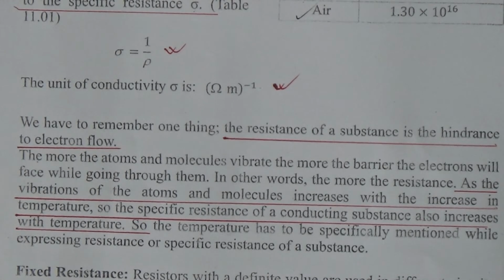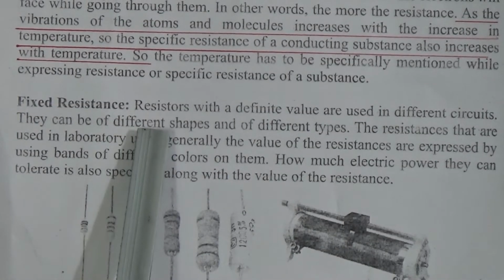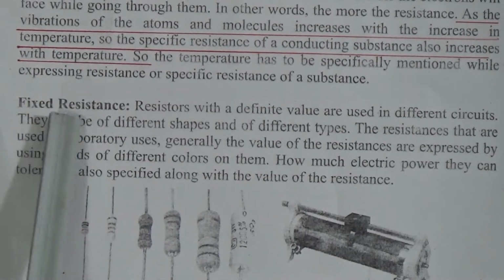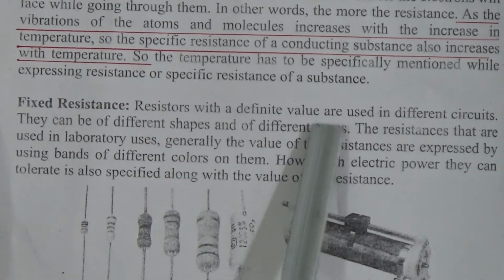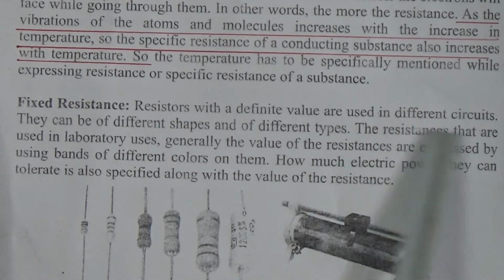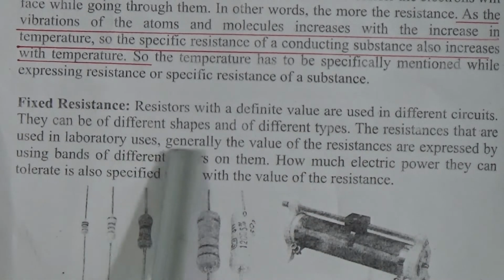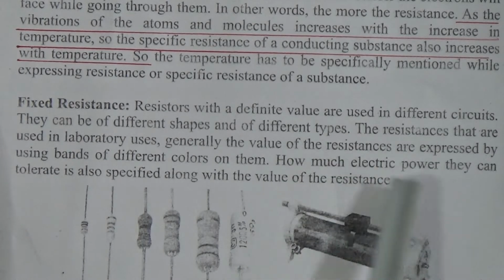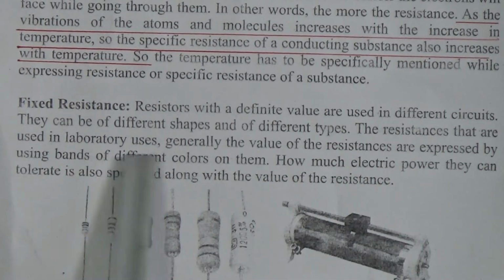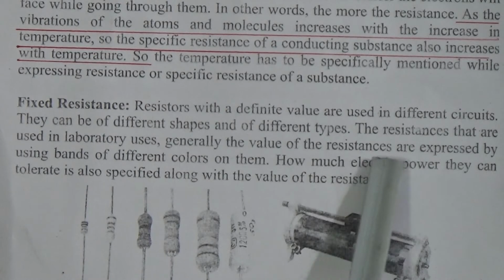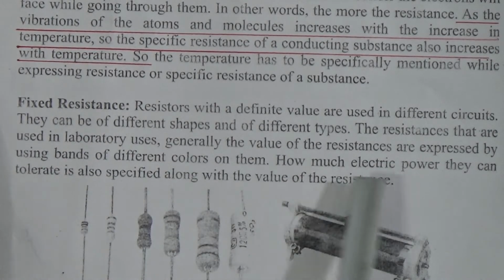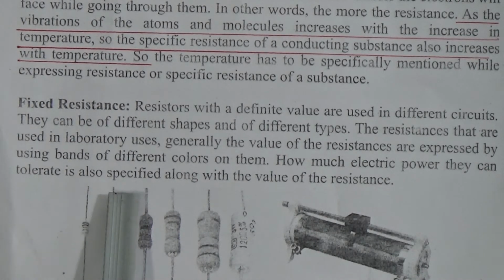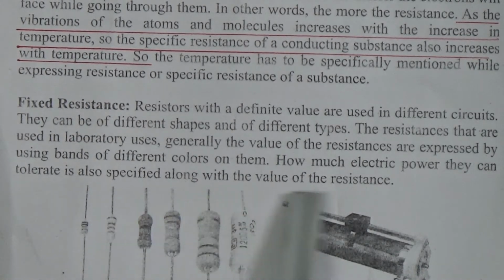My dear students, now we'll discuss fixed resistance and variable resistance. Resistors are of two kinds: fixed resistance and variable resistance. Resistors with a definite value are used in different circuits, and they can be of different shapes and types. For the resistances used in laboratories, the value of resistance is generally expressed using bands of different colors on them, and how much electric power they can tolerate is also specified along with the value of resistance.